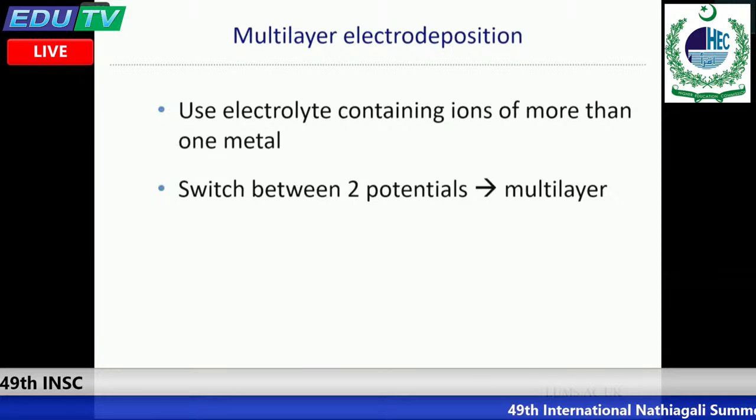So how would you actually make a metal multilayer? Well, one obvious way would be to have here an electrolyte for one metal, here an electrolyte for another one. I take it, put it in here, put it in here, put it in here, put it in here. That sort of process is difficult.